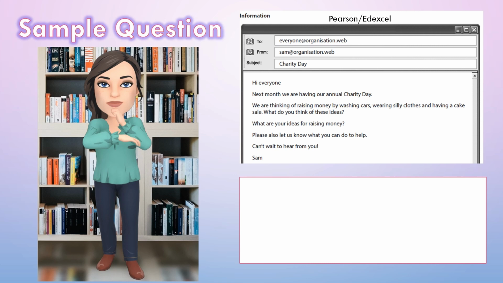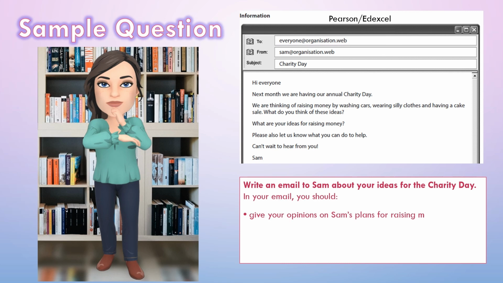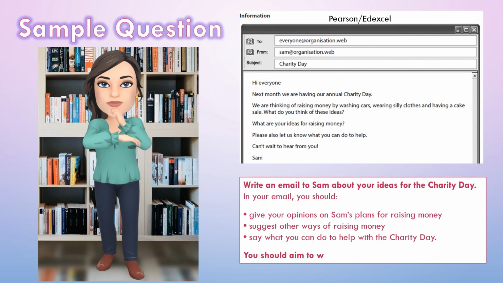Sometimes the question will be worded with specific points you need to follow. So this question reads, write an email to Sam about your ideas for the Charity Day. In your email you should give your opinions on Sam's plans for raising the money, suggest other ways of raising money, say what you can do to help with the Charity Day. You should aim to write about 200 to 250 words. You'll notice here that the bullet points that they're asking you to address are the same questions that we looked at in the information given.